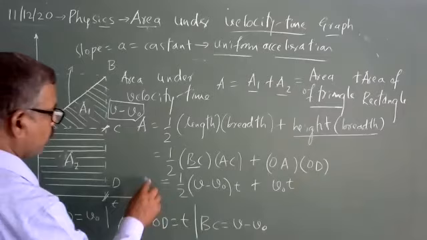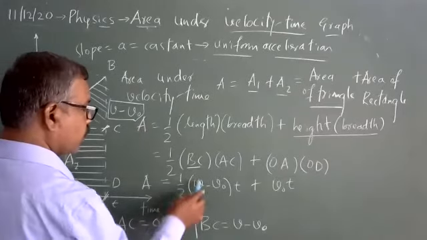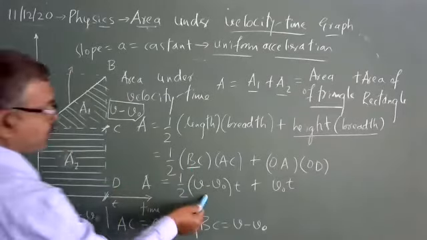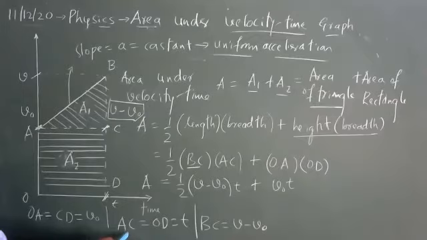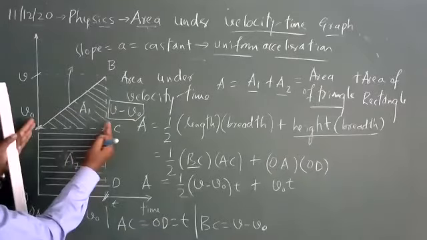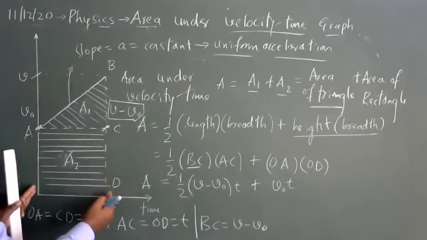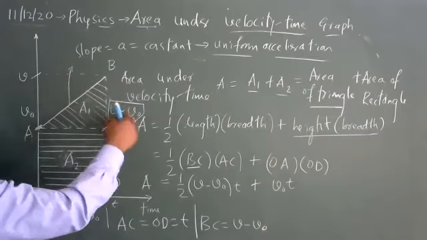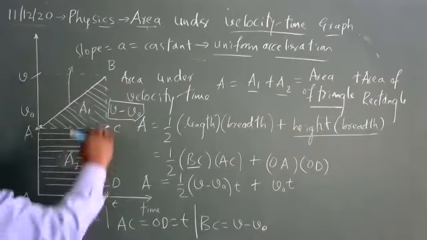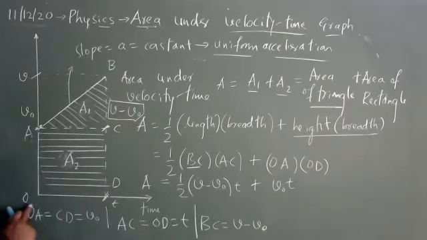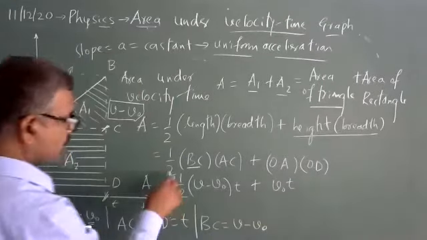So area equal to 1/2. BC means V minus V0. AC means, already written, AC equal to OD, which is equal to this width or breadth. So this height BC equal to V minus V0. This OA equal to CD. OA equal to CD. It is initial velocity. Yes. When you substitute all these values, the mathematics is simple.